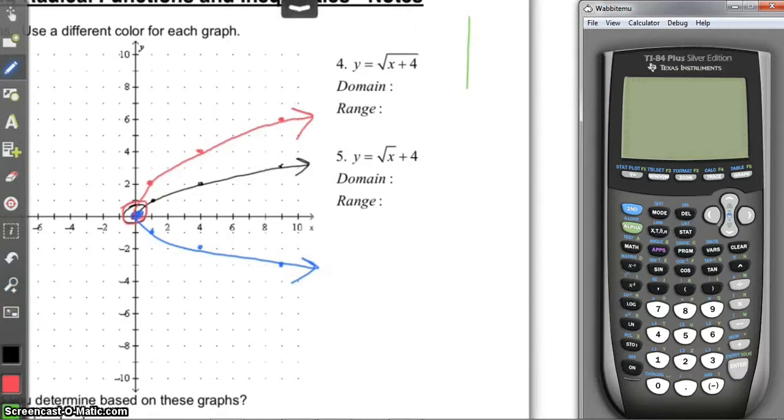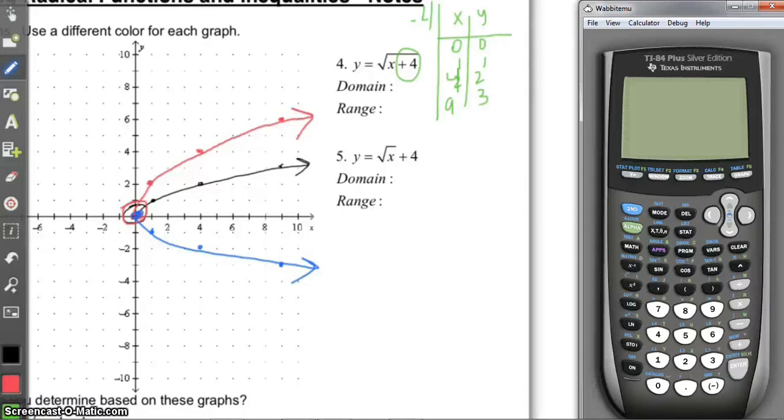So also start with the parent function, x and y, so 0, 0, 1, 1, 4, 2, 9, 3. And since you're adding a 4 inside the radical, remember, it's going to be opposite. So the change has to be done to the x, and you are subtracting a 4. So if it's a plus 4, it means you minus 4 from the x, because it's going to go to the left, remember? If it's a minus 4, then you have to add a 4 to the x. It means it's going to go to the right.